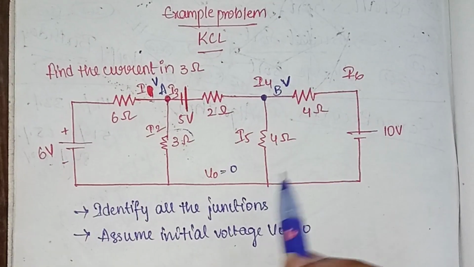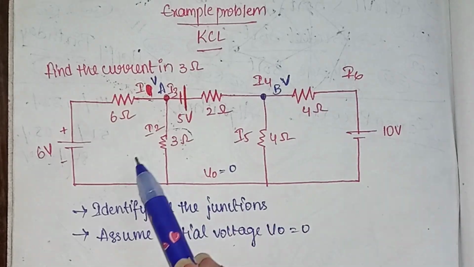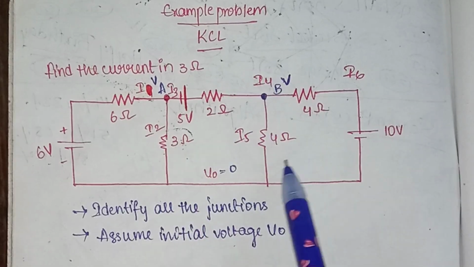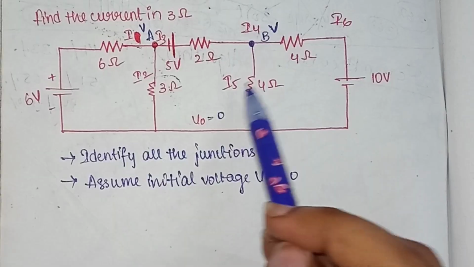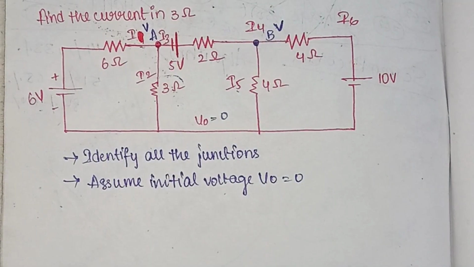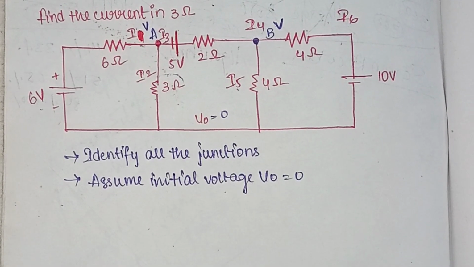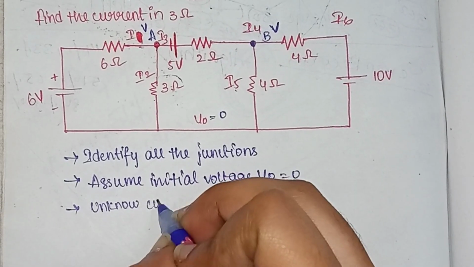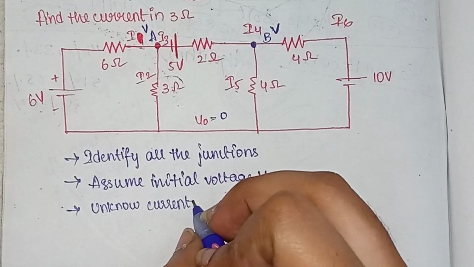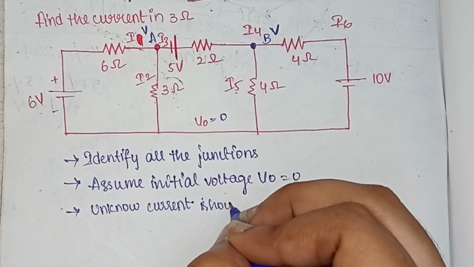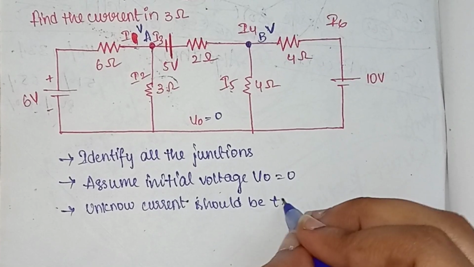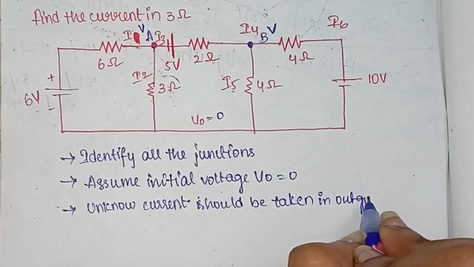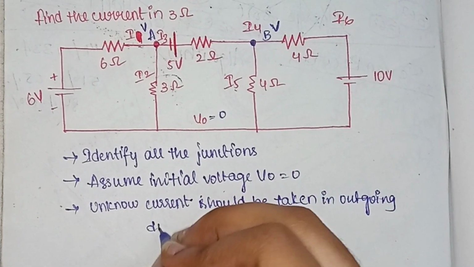Now the third step is we need to assume the directions of the current, which means here they gave us I1, I2, I3, I4, I5 and I6. The currents were given to us, but the direction of the current was not specified in the question. In that case, unknown currents should be taken in the same direction, or it should be taken in outgoing direction. This will make your problem easy if you are taking them in outgoing direction.